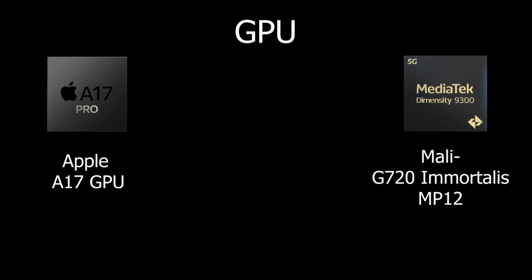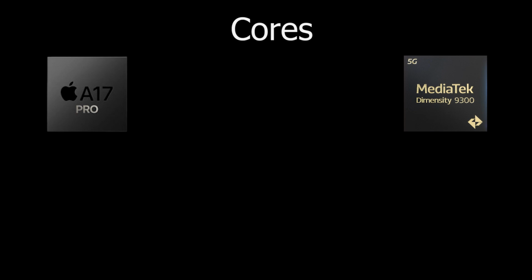Talking about the GPU, Apple doesn't reveal the name this time, and I don't think they will name it and brand it as Apple's A17 GPU this time. And MediaTek is using the Mali-G720 Immortalis, depends on how you say it, and the MP12. While talking about the cores over here, we all know that Apple has fewer cores but more power. So over here, the same history is repeated. A17 Pro is getting 6 cores, while the Dimensity is getting 8 cores.